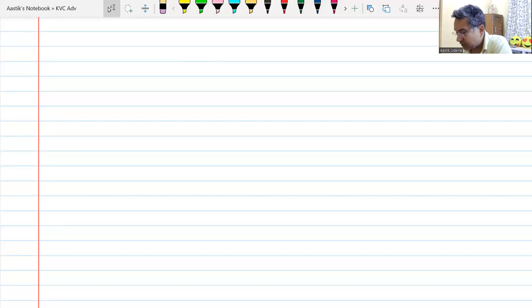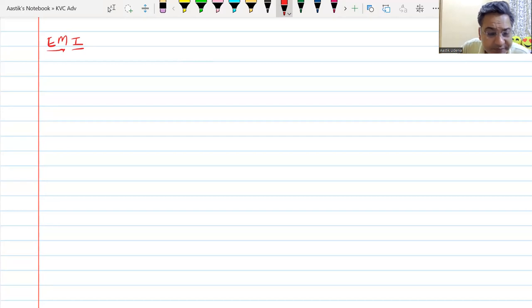We have understood this. Now let us move ahead and write the definition of electromagnetic induction, or EMI. What is this EMI? As soon as Oersted discovered that... what was Oersted's discovery? What was Oersted's experiment? A current carrying conductor has a magnetic field around it. A current carrying conductor creates a magnetic field around it.